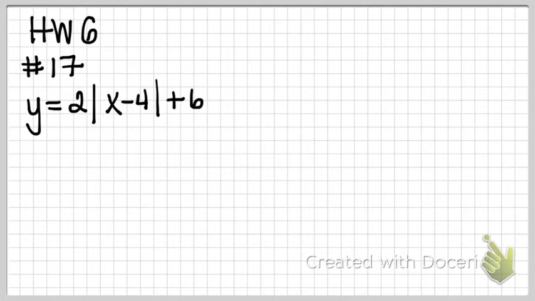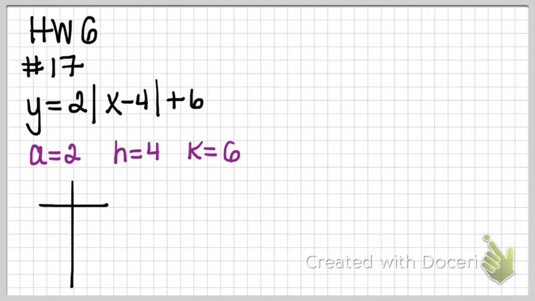So A will always be the number in front of the absolute value. What is the number in front of the absolute value sign? 2. H is always inside, but you have to flip it. So it won't be negative 4, it will be positive 4. And K, 6. So again, using that parent table, this is our parent table for absolute value. I'm just rewriting that table again. I'm going to actually do it at the top of the screen so that everybody can see it.